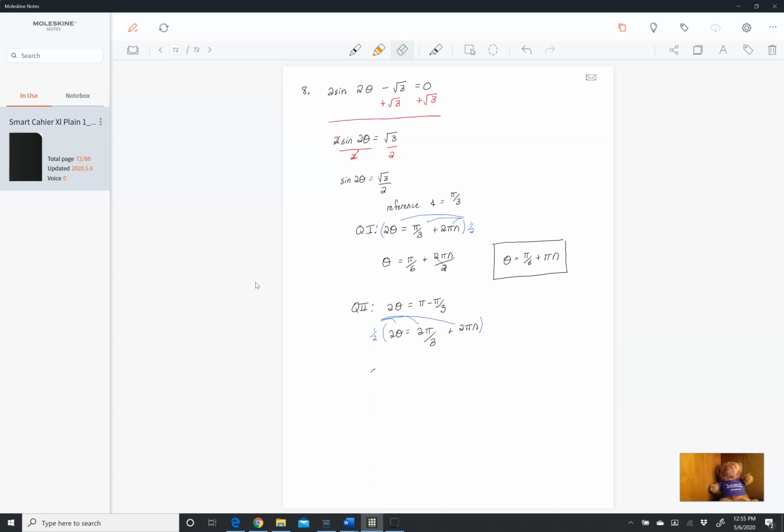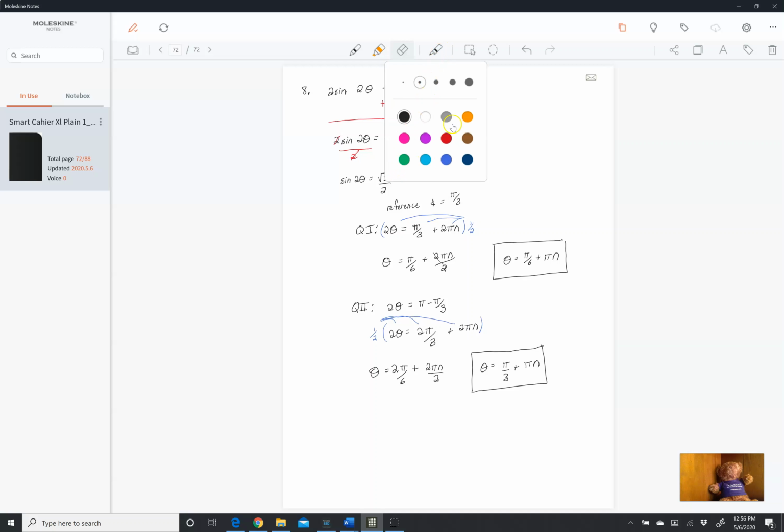Okay. Here, we get theta is equal to 2 pi over 6 plus 2 pi n over 2. I wrote 2 equals, don't know where that came from. So what do we get here? 2 pi over 6 becomes pi over 3. And then once again, plus pi n. So 2 solutions. Okay. So let's think about what we did. Once again, we isolate our trig function.